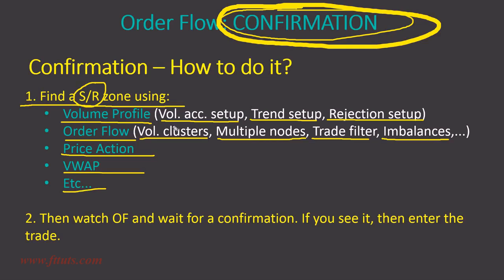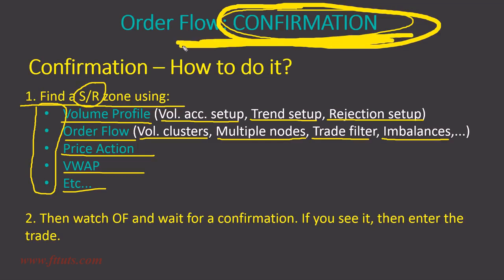So you just find a support and resistance zone using one of those methods, and then in that area you wait for order flow confirmation, which would confirm that this setup is likely to work and that there's likely to be a reaction. Order flow excels in doing that. Honestly, I don't really know any other indicator which would be able to do this, not even nearly as effectively as the order flow.